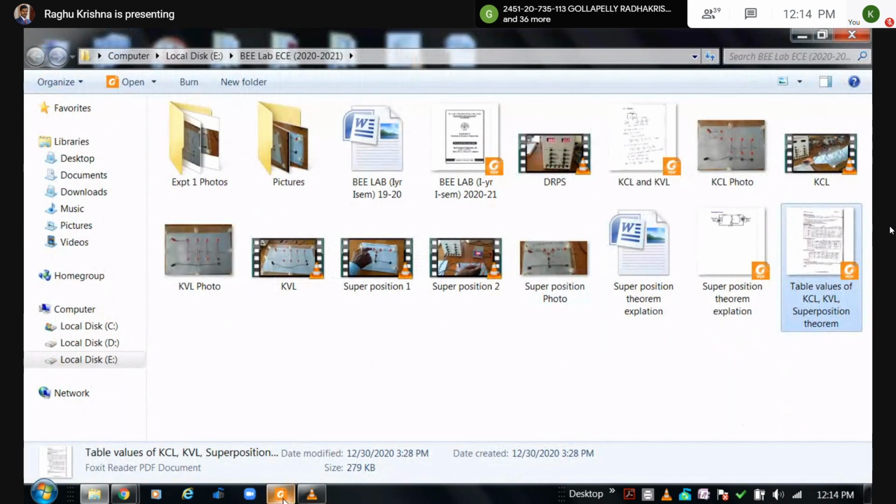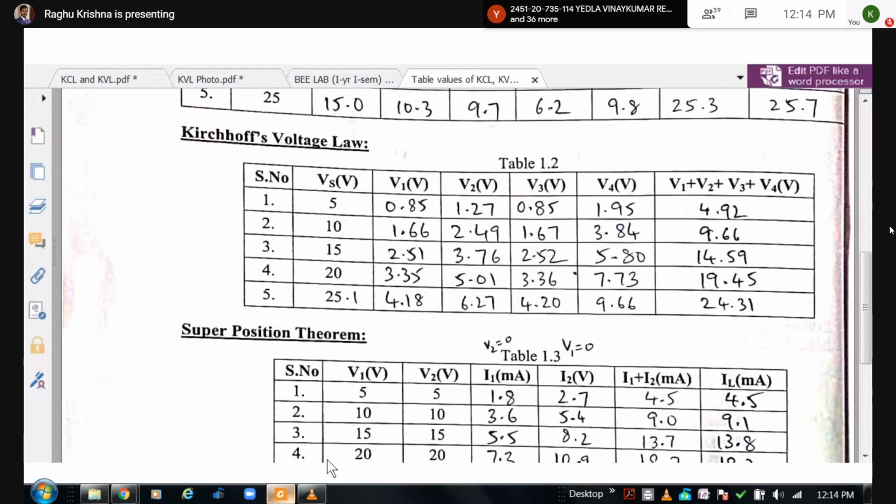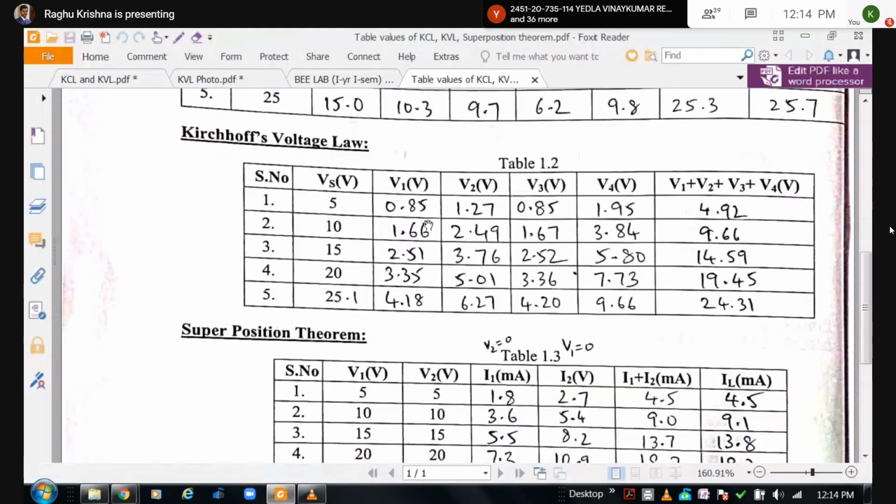So there will be slight errors in the instruments. We cannot get the exact value. Some voltage drop will take place in the connecting wires, so you are going to get almost equal. You cannot get exactly 5 volts.